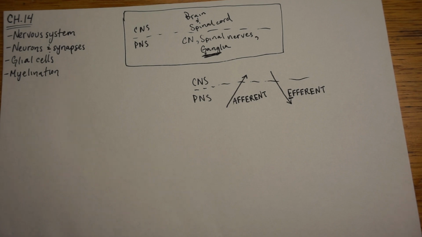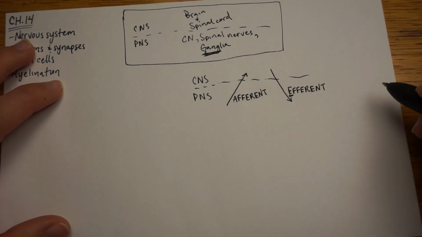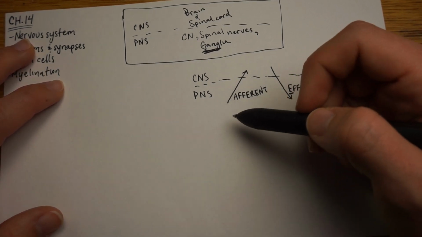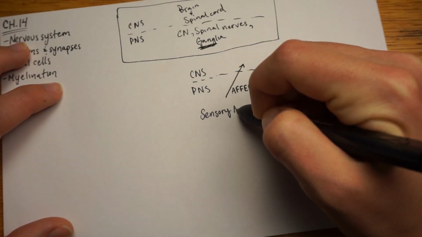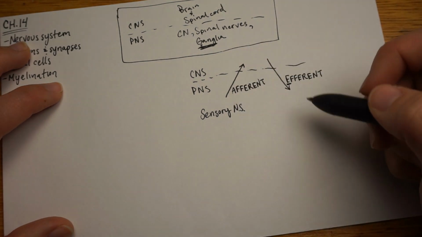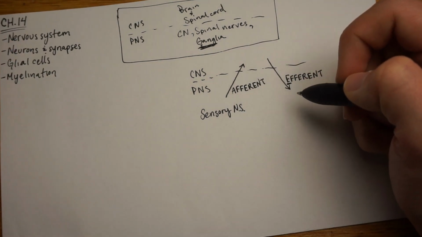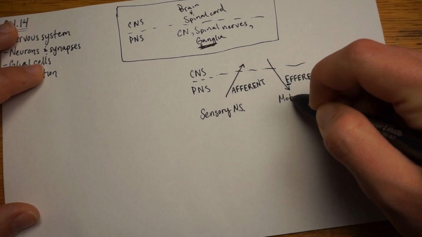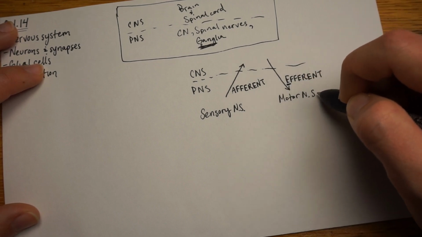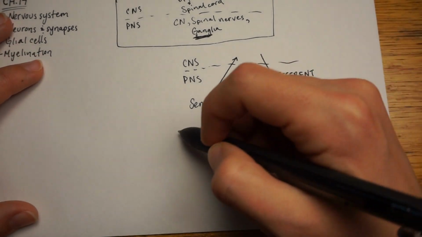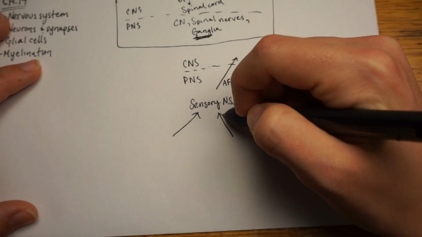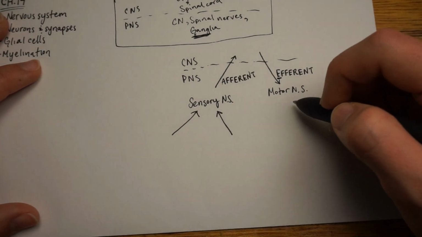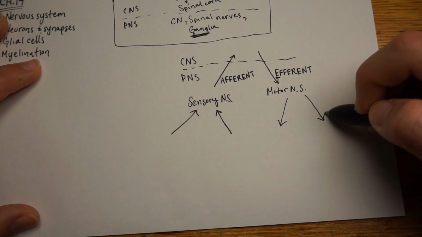So then from here, you also have multiple divisions of how you collect information, right? This is known as the sensory nervous system because it's sensing. And when you affect something, that's going to be your motor nervous system. But there are two ways that you can sense information. There are two ways you can sense information, and then there are also two ways that you can affect.